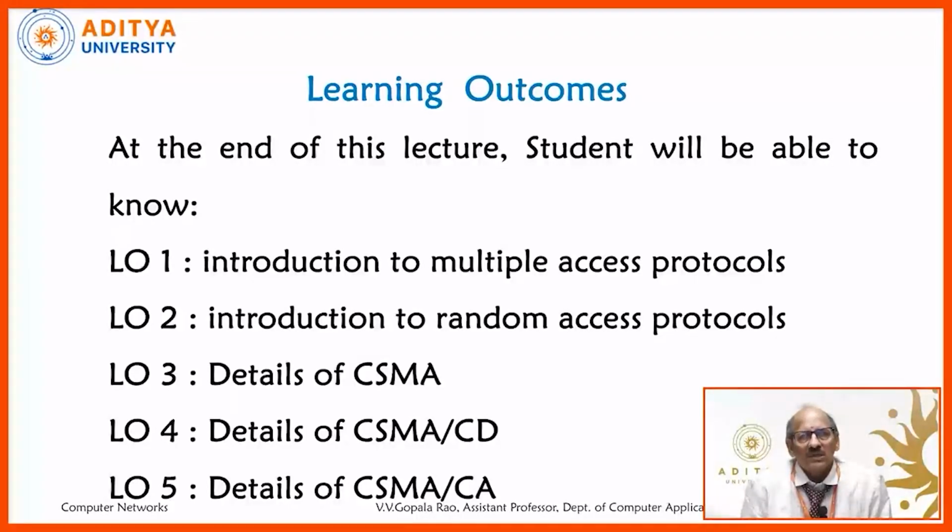And in that, what are the different protocols like CSMA, and you know the details of CSMA, also followed by CSMA/CD, that means carrier sense multiple access with collision detection. CD stands for collision detection, and CSMA/CA is nothing but carrier sense multiple access with collision avoidance. So these are the things we are expecting to cover in this lesson. We hope that the student may be able to know the fundamentals of these factors.